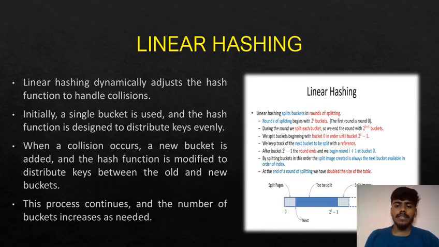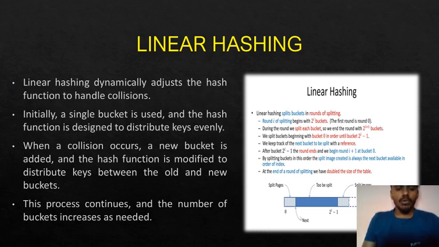Linear hashing. Linear hashing dynamically adjusts the hash function to handle collisions. Initially, a single bucket is used and the hash function is designed to distribute keys evenly. When a collision occurs, a new bucket is added and the hash function is modified to distribute keys between the old and new buckets. This process continues and the number of buckets increases as needed.